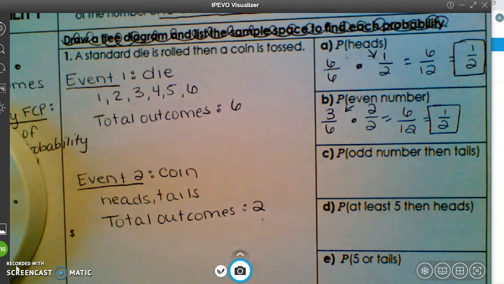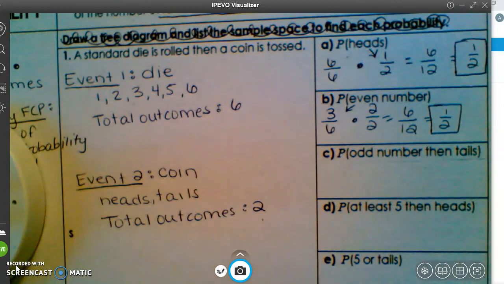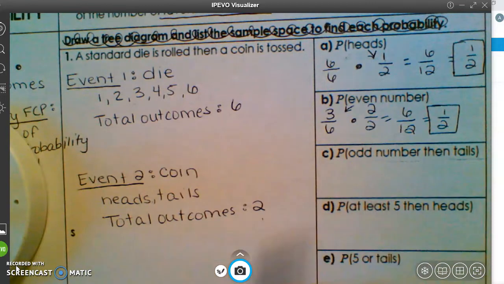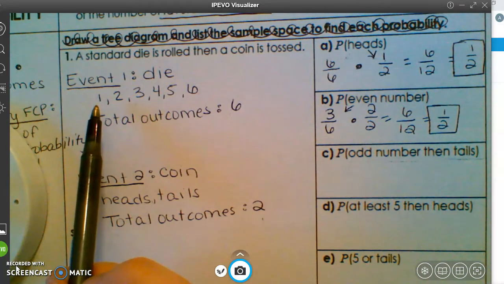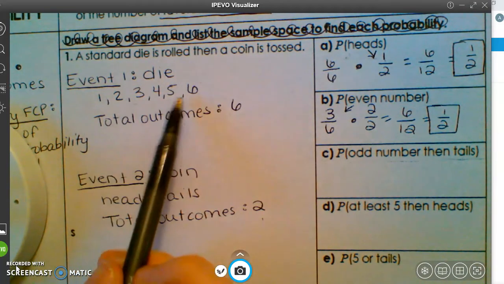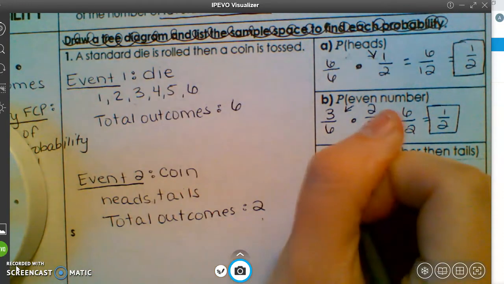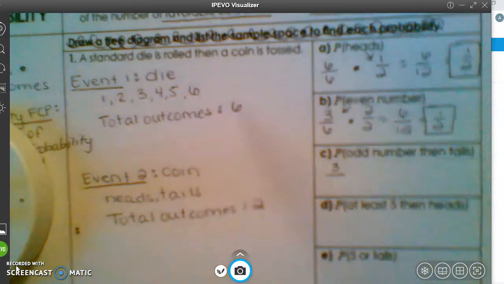Okay, look at C. Oh, look, we're getting into these harder questions. It says we want an odd number, and then we want tails. So let's look at the odd number first. So we want probability of an odd number. Well, what would make that happy if we want an odd number? Well, we would be happy if we rolled a 1, a 3, or a 5. So a 1, 3, or 5. That's 3 different options, so 1, 2, 3 out of 6 total.